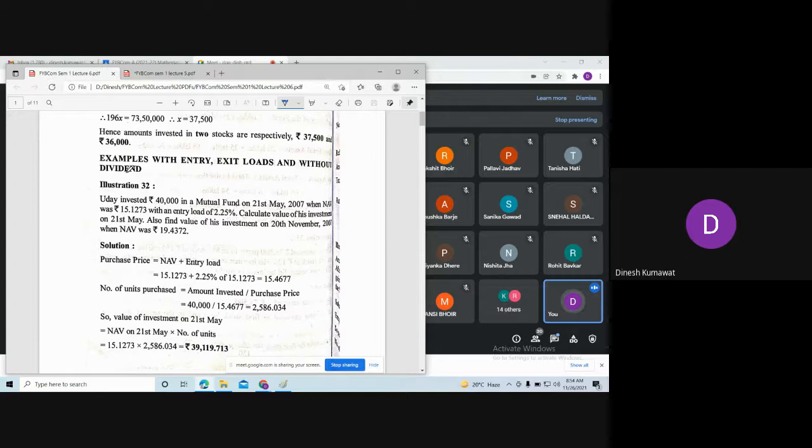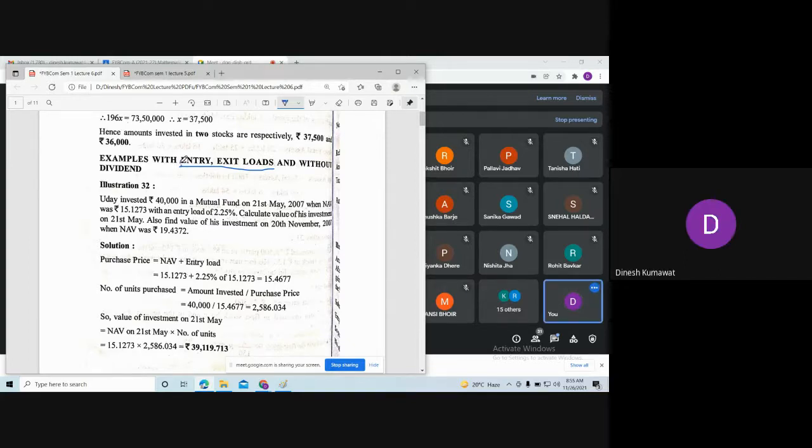So first of all, tell me, what do we mean by entry and exit load? These are nothing but charges. Entry load is a charge. Both loads, in fact, are charges.